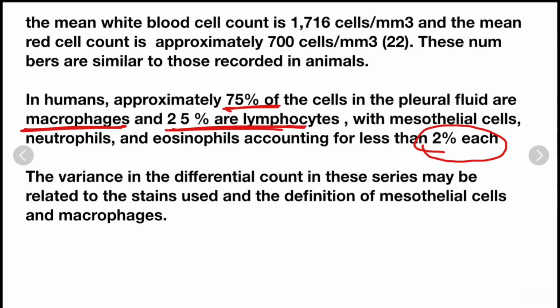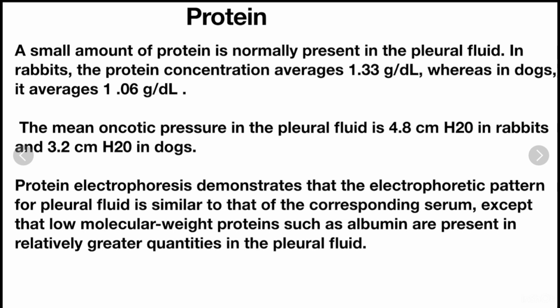The variance in the differential count in these series may be related to strains used and the definition of mesothelial cells and macrophages. Like what is the exact definition of mesothelial cell and macrophage? It used to depend on these things also, like what will be the differential count.